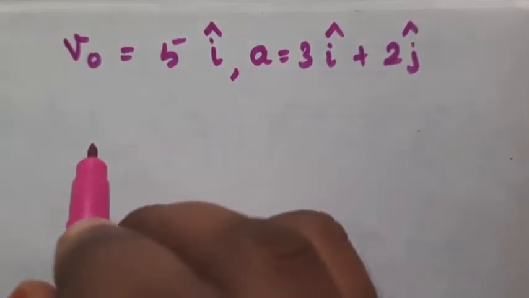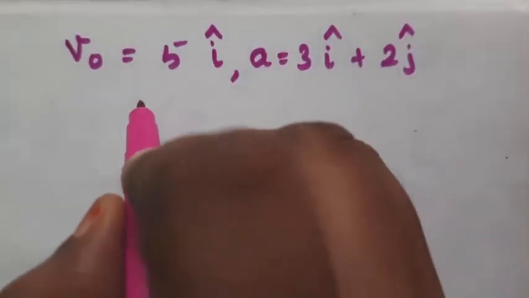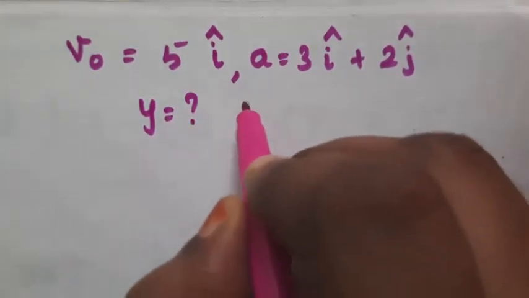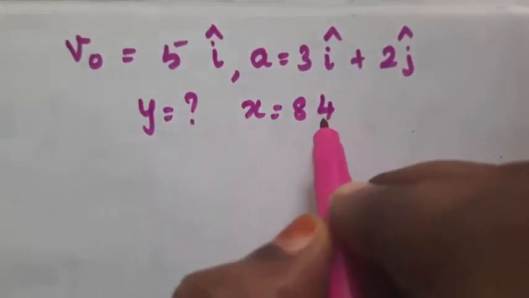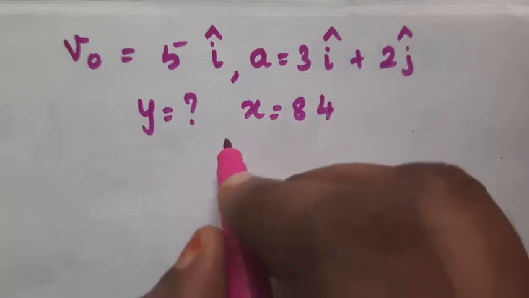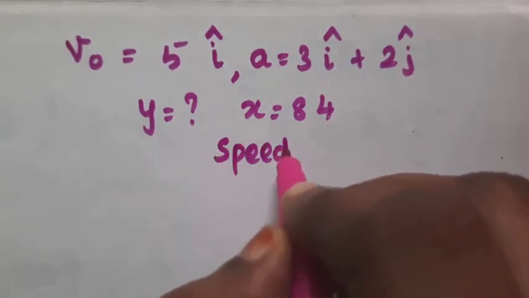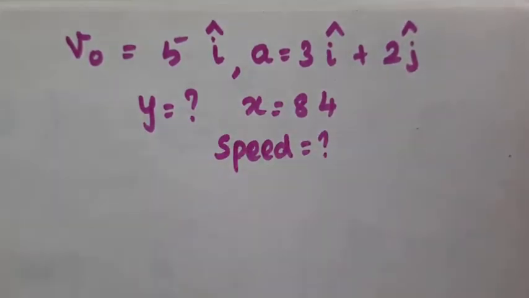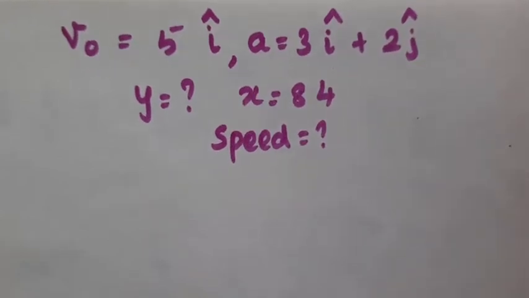We have to find out what the y coordinate is when the x coordinate is equal to 84. And what is the speed? These two are the questions they are asking, and we have to find them.